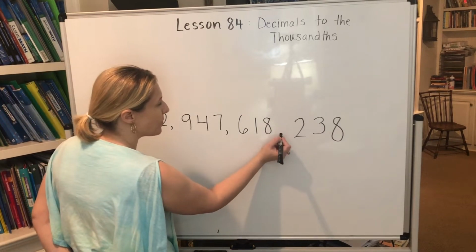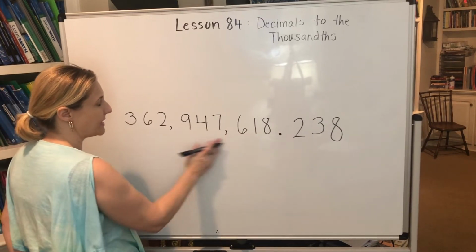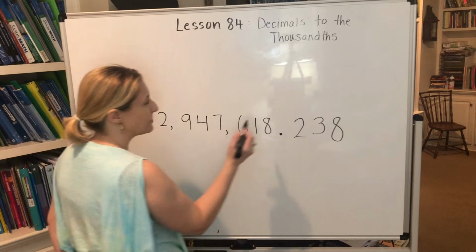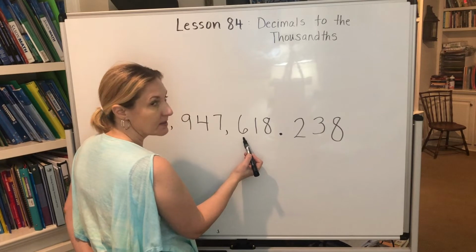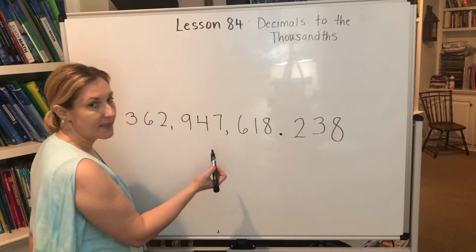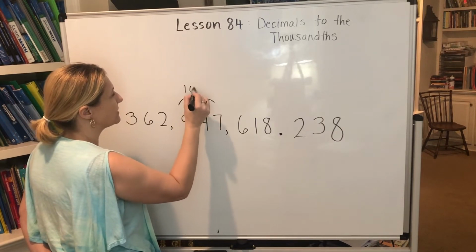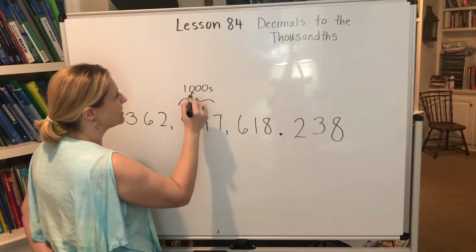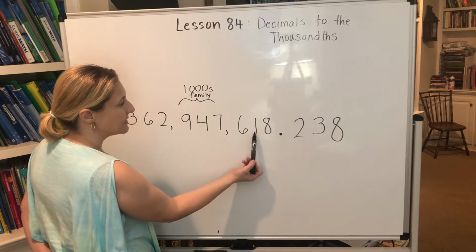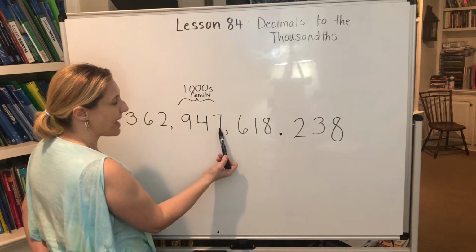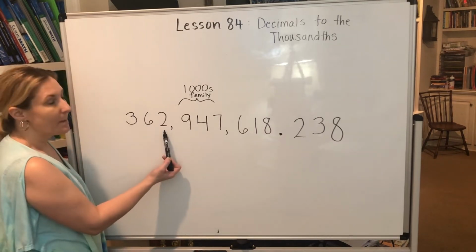All right, before we even get to decimal numbers, let's review all of the names of our places in a number, okay? This is the ones, tens, hundreds. Then we get to the thousands family. As a matter of fact, let's label this the thousands family. Now say it with me again. Ones, tens, hundreds, thousands, 10,000s, 100,000s, millions.